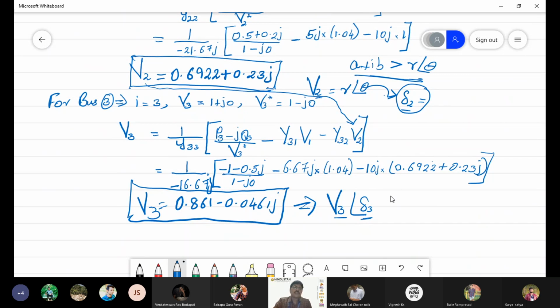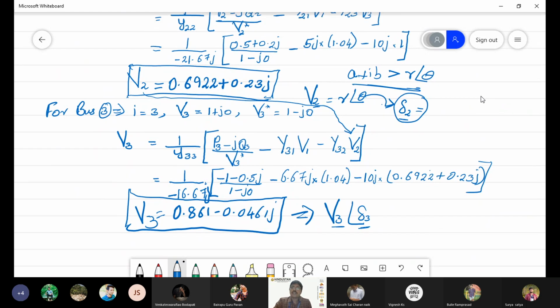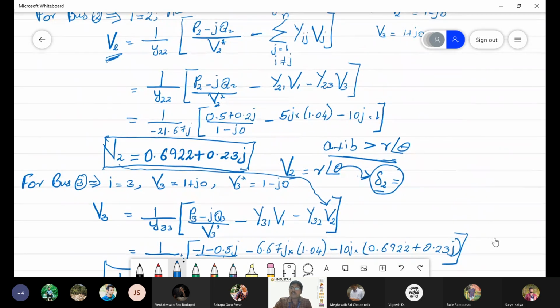I hope you understood. If you are unable to understand, please let me know so that I can explain which part you are unable to understand. If you know, it will be very good, right? Anyway, I have some assignments for you once you are able to do this. So be ready for the examination also. This is important in terms of the Gauss-Seidel method, load flow analysis.